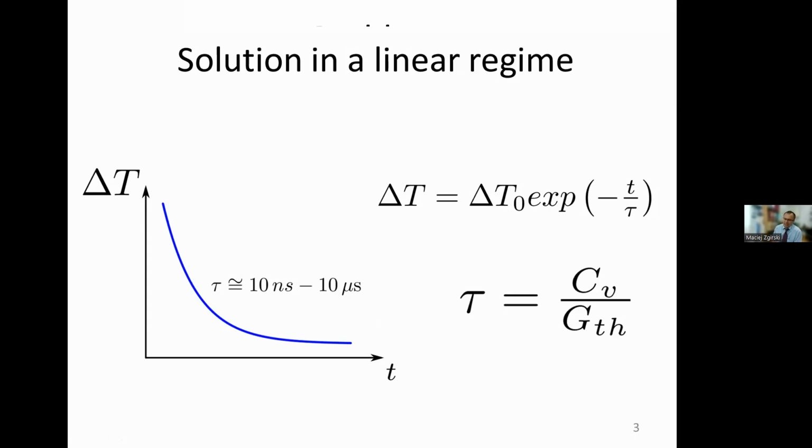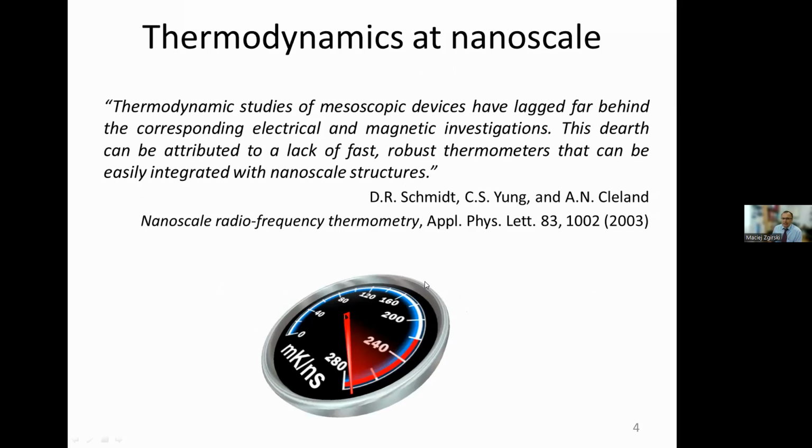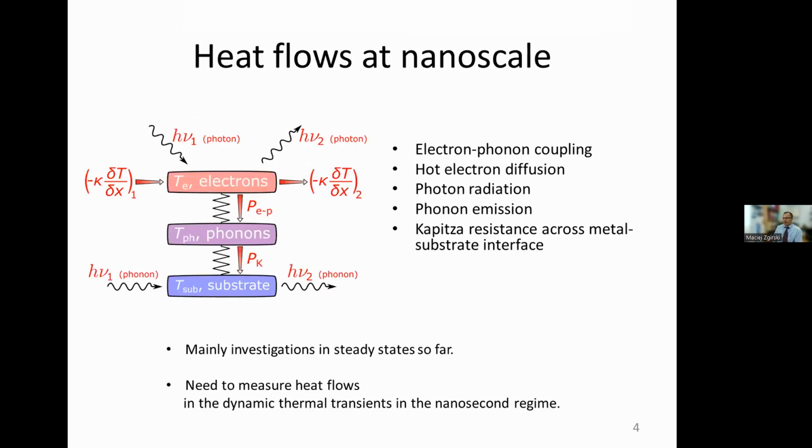So to be able to trace such fast processes, you need a tool which would be sufficiently fast to see the variations, the changes. Some time ago, it was noticed by the famous physicist Andrew Cleland, very well known in the nanoscale community of superconducting devices, that thermodynamic studies are far behind corresponding electrical and magnetic investigations. So electrical and magnetic research is common, but experimental thermodynamics is not so common, and this dearth he attributed to the lack of a fast and robust thermometer that could be easily integrated with nanoscale structures. Possessing such a thermometer, we could measure various fundamental processes at nanoscale. We could get direct insight into such processes.